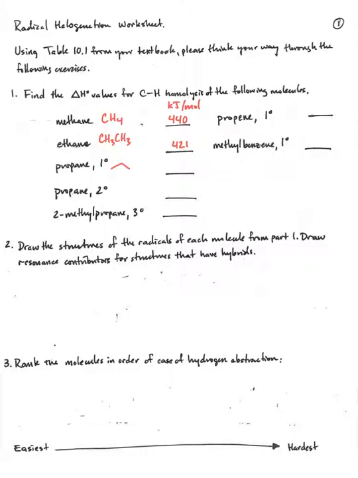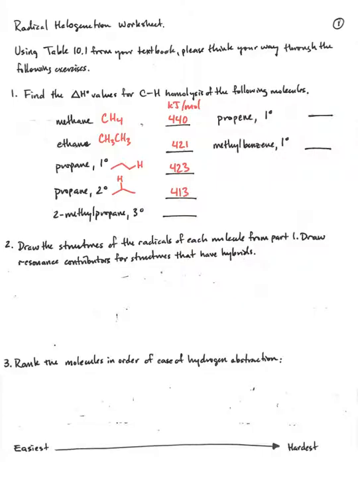the CH homolysis of a primary hydrogen. So there's propane, and if we draw in one of the primary hydrogens, it would look like that. And this is 423 kilojoules per mole. Propane again, we're going to look at the secondary hydrogen. And now this one drops about 10 kilojoules per mole from the primary, to 413.